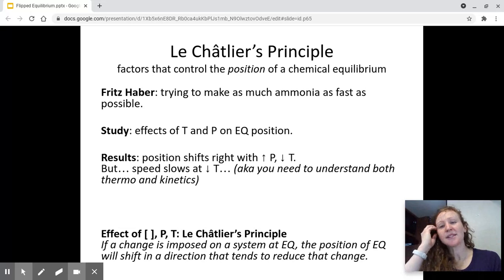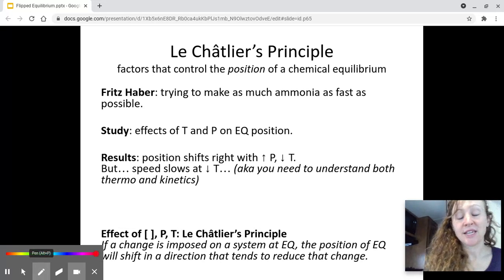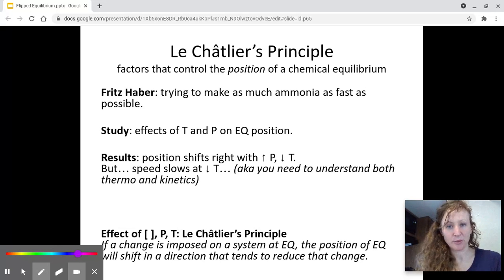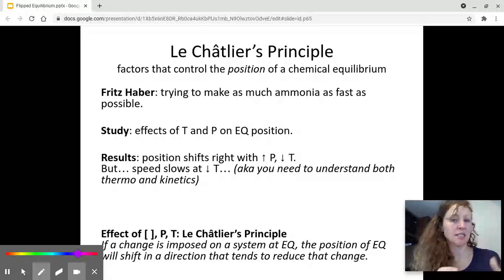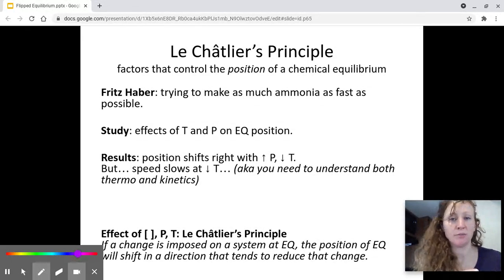Now, a lot of work was done around this principle around World War II by Fritz Haber. And Fritz Haber was trying to make as much ammonia as fast as possible. He was in the business of ammonia. He was trying to sell ammonia. So he did a lot of work trying to figure out how he could actually maximize the amount of ammonia that he made while minimizing the amount of reactants that he started with. Reactants cost him money.